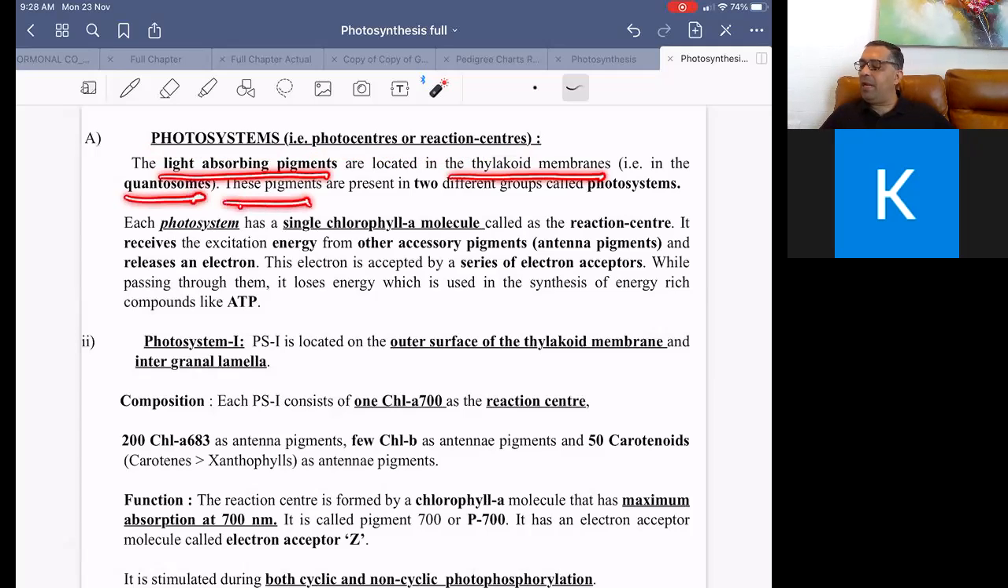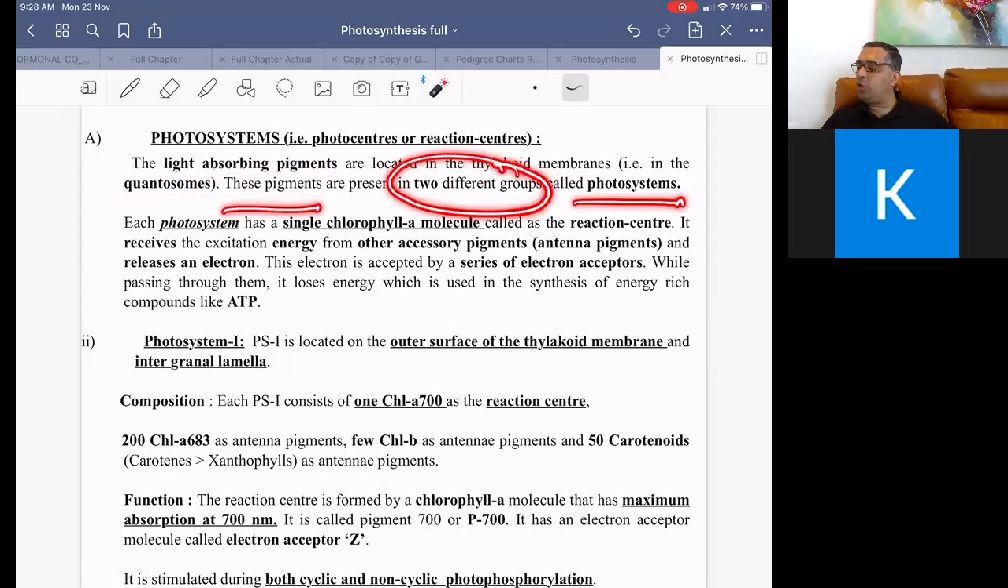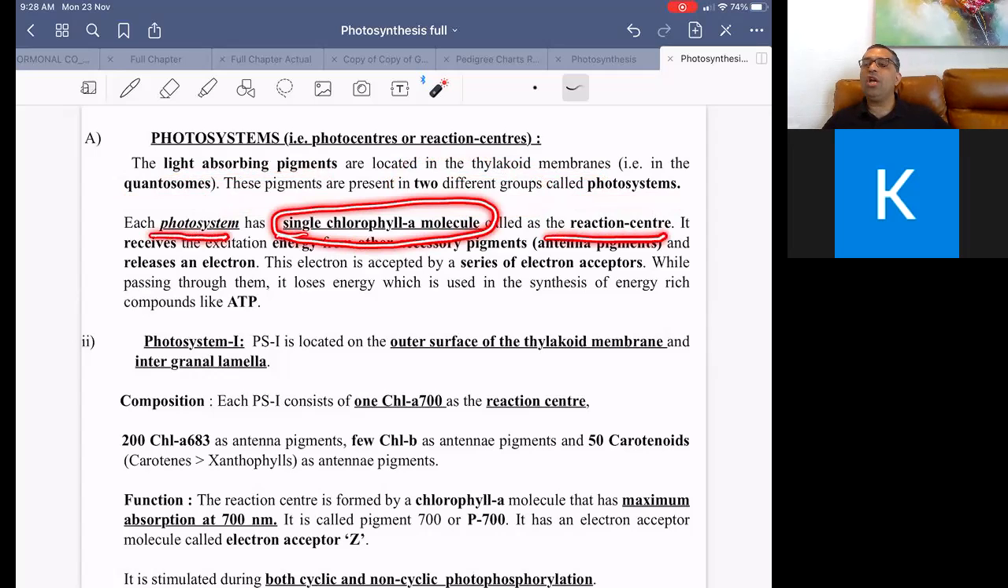These pigments are present in two different groups called photosystems. So these pigments are in two groups. These pigments are in two different groups, which are called photosystems. Each photosystem has a single chlorophyll A molecule as the reaction center. Whether it is either of the two photosystems, which molecule is in the middle of both? In the middle of the quantosome is chlorophyll A. And what is chlorophyll A? Always called the reaction center.